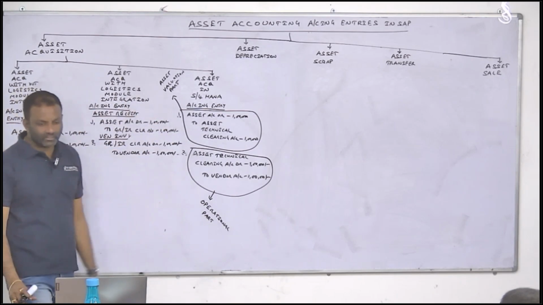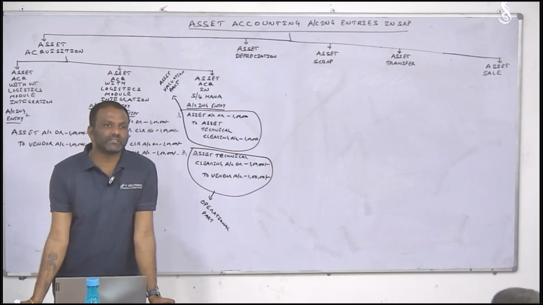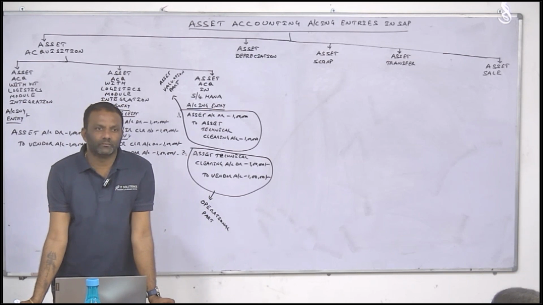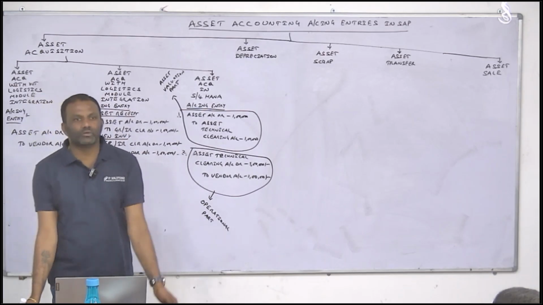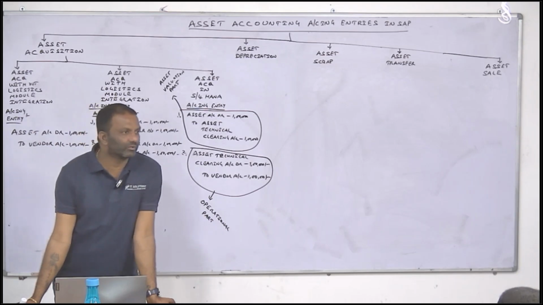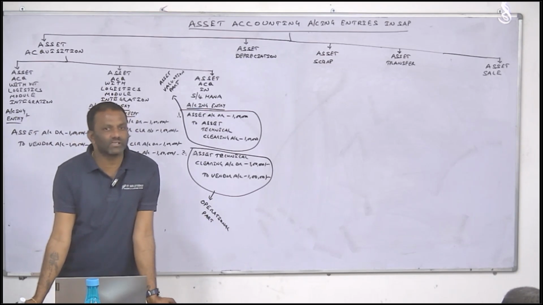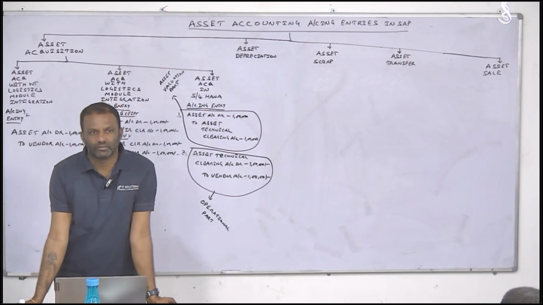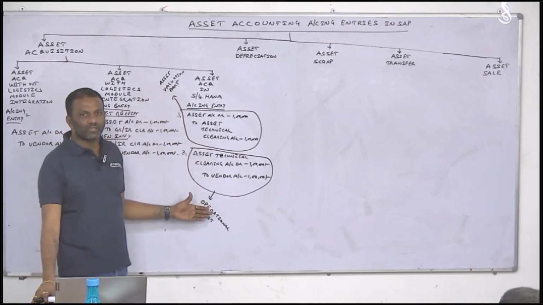Hope you got me. Normally, in interviews, they will ask, okay, your client has purchased an asset, what is the accounting entry? We say asset account to vendor account. Or if you have some integration knowledge, you will say asset account debit to GRIR clearing account, GRIR clearing account to vendor account. Then they may ask what accounting entry you will post in S4HANA for asset acquisition. You should not say this one. You people should explain this way.